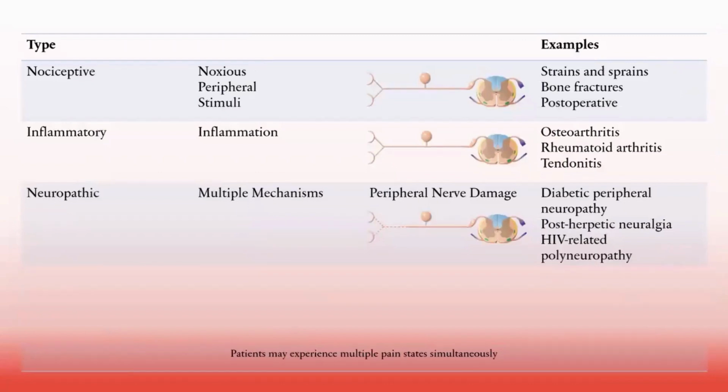Examples of neuropathic pain other than that of diabetic neuropathy can be post-herpetic neuralgia, HIV-related, or other types like drug-associated polyneuropathy.